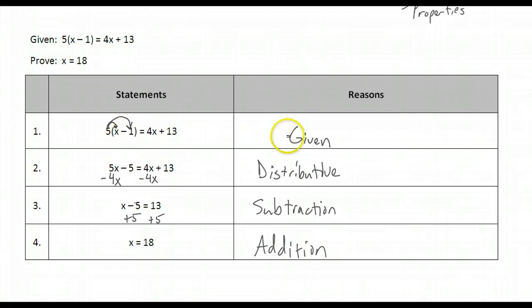The way to think about a proof is, after I've made the move, that's the reason I need to list. The reason is always after I've done my move.